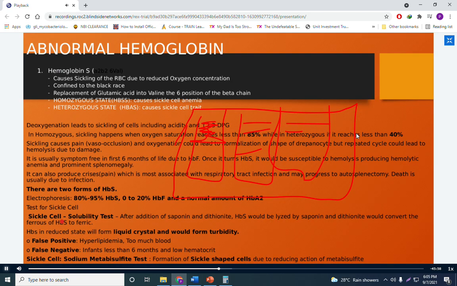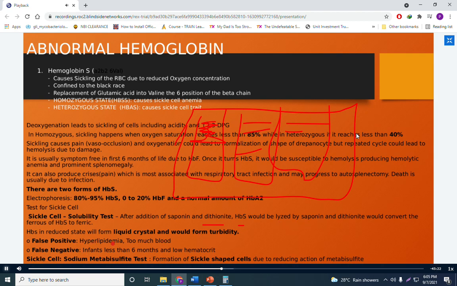Then you want to perform your testing for sickle cell. So you have what you call your sickle cell solubility test. So ang reagents nito, class, is saponin and dithionite. Saponin and dithionite will lyse yung hemoglobin S, converting ferric to ferrous. Now, in this reduced form, liquid crystals would form and turbidity as well. So your positive result for this class is turbidity.